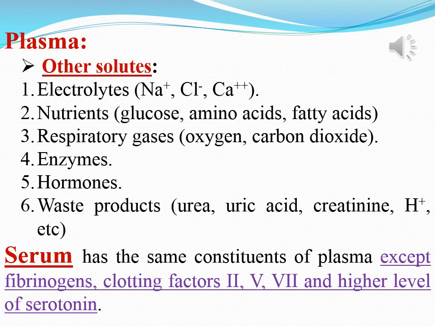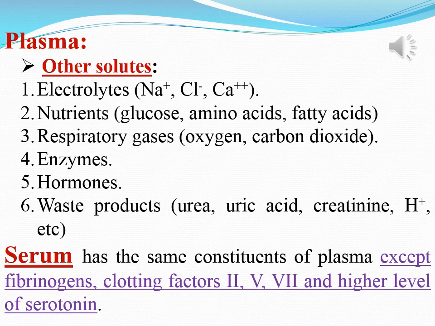Other solutes other than the plasma protein، ما زلنا نتكلم عن البلازما. Other solutes: first electrolytes such as sodium, chloride, calcium. Nutrients موجود glucose, amino acids, fatty acids موجود بالبلازما. Respiratory gases oxygen, carbon dioxide, enzymes, hormone. أيضا waste products such as urea, uric acid, creatinine and H positive hydrogen ion.